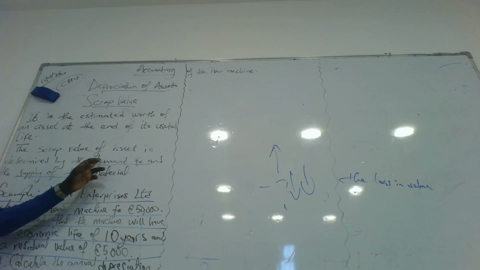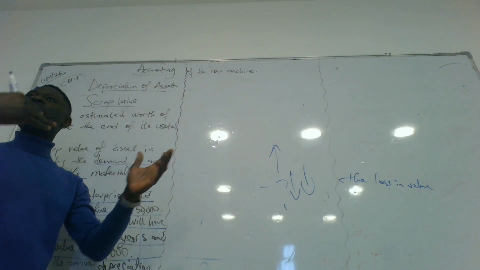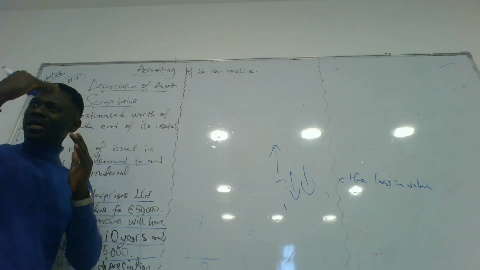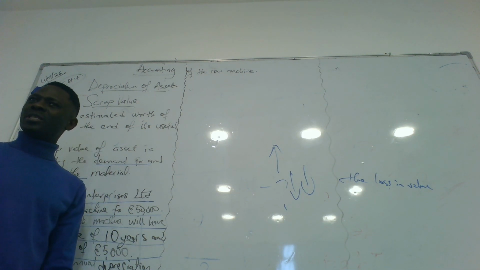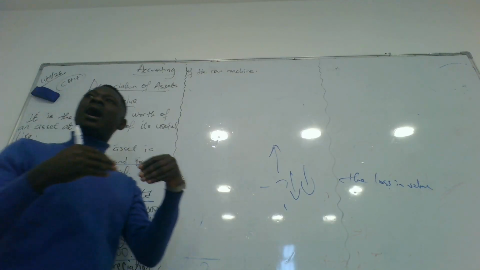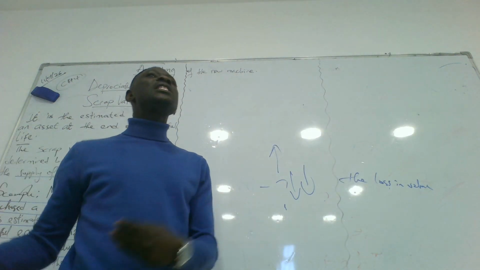So if the demand for the product is more, that means a lot of people need the product, the price rises. But if the supply is more, the price drops. Do we understand how we get the scrap value here? It is based on how much people need the product or how little people need the product.